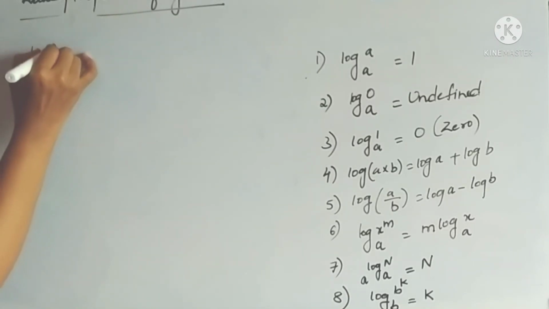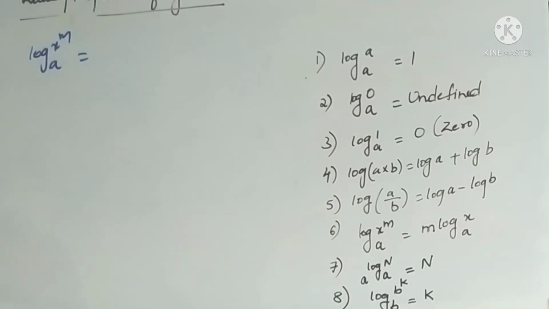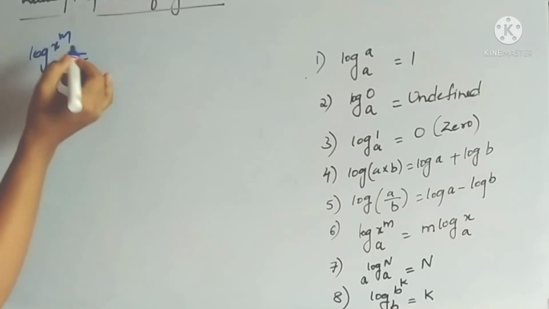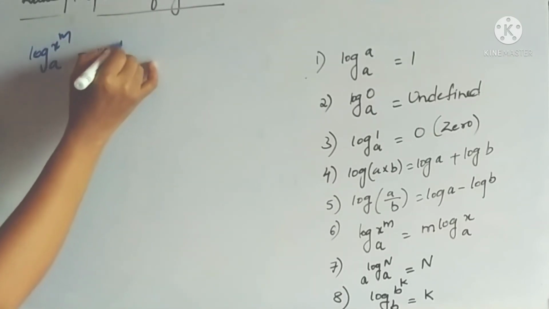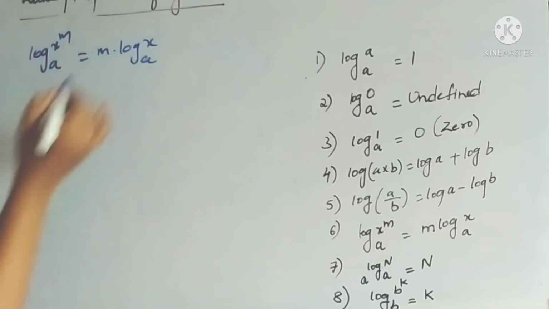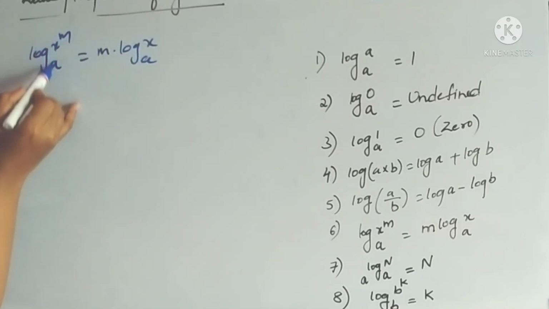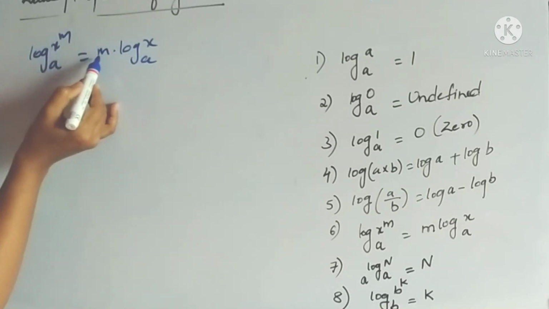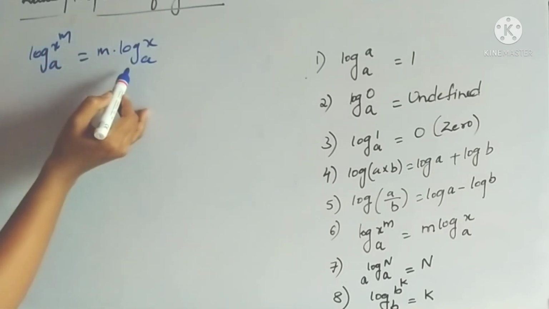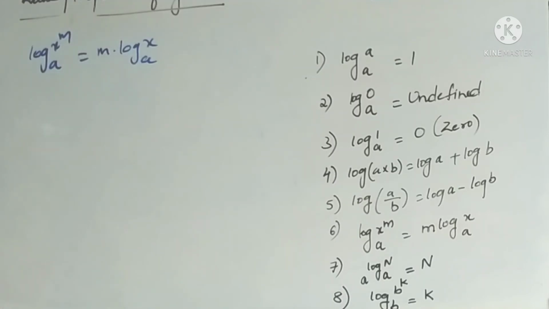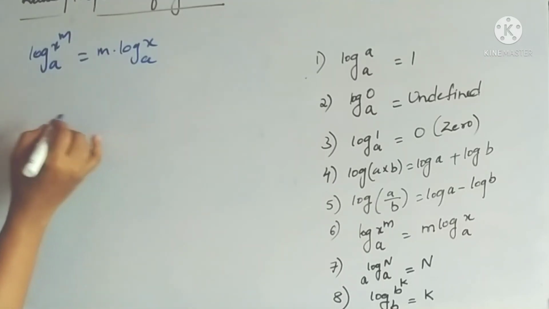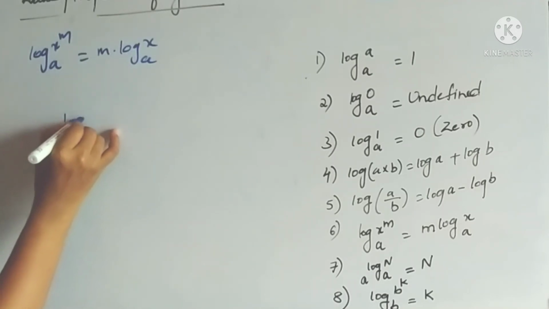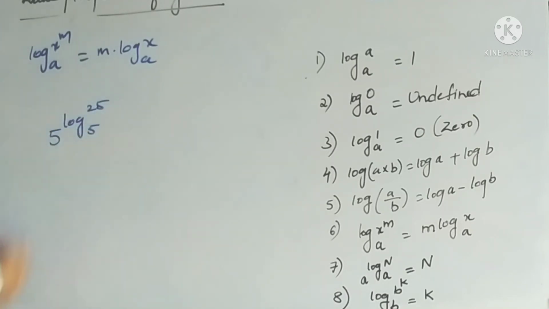Now we will see the sixth one, log x power m base a. If the number is in the power, it comes with multiplication with the logarithmic term. You can remember it like this: log x power m base a is equal to m log x base a. The number which is in the power comes under multiplication with the logarithmic term. Next, we will see some examples.